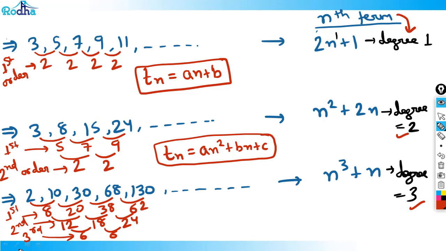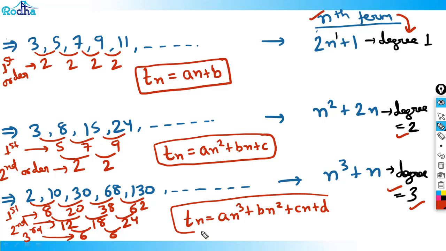So in third order, difference has become equal, right? So its nth term is of degree 3 actually. So its Tn will be equal to a cubic equation, an cube plus bn square plus cn plus d, right? So this is the general funda behind the nth term.